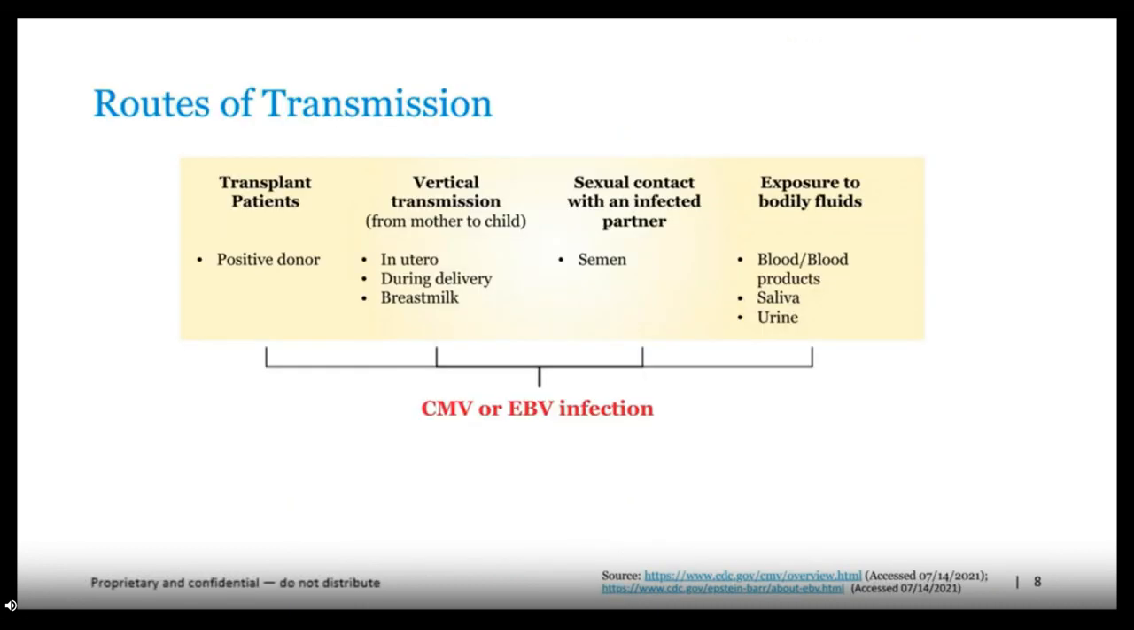The routes of transmission for CMV and EBV are very similar. They include, in transplant recipients, an organ from a positive donor. Vertical transmission can occur from mother to child in utero, during delivery, or by breast milk. CMV particularly can be transmitted through sexual contact with an infected partner, as can EBV. Exposure to a variety of body fluids, blood products, saliva, and urine. So these represent the primary routes of transmission of both viruses.